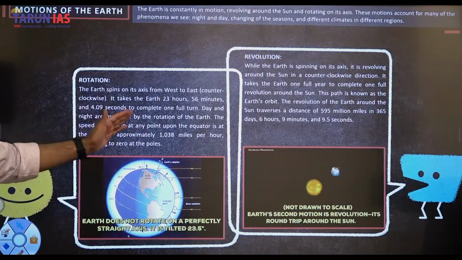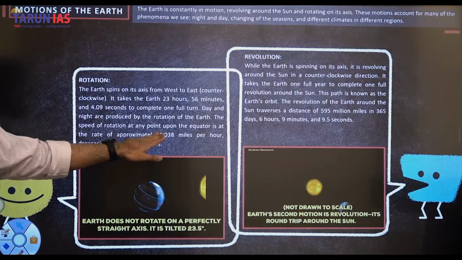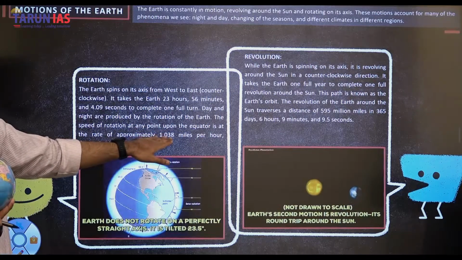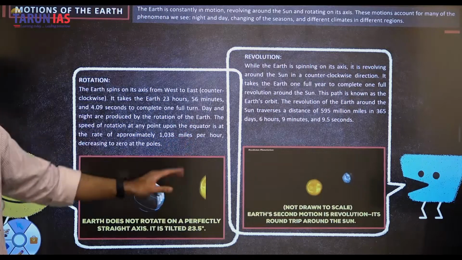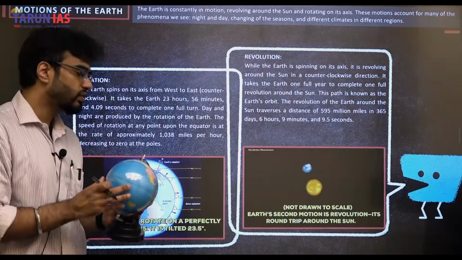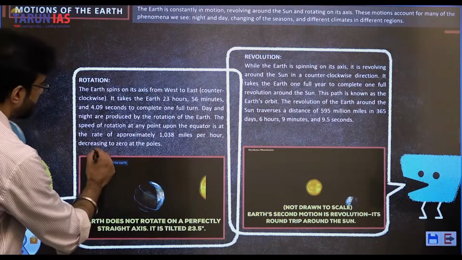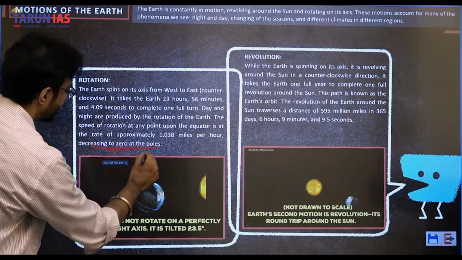And additional information I have given is the speed of rotation, which is approximately 1038 miles per hour. It is at the equator. Now, an important point to notice is that you might be wondering why I have mentioned that it is decreasing to zero at the poles.